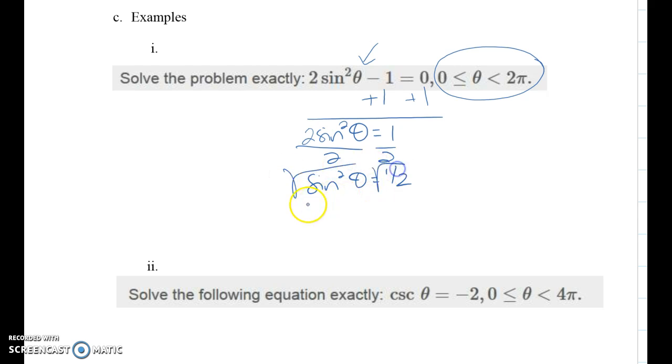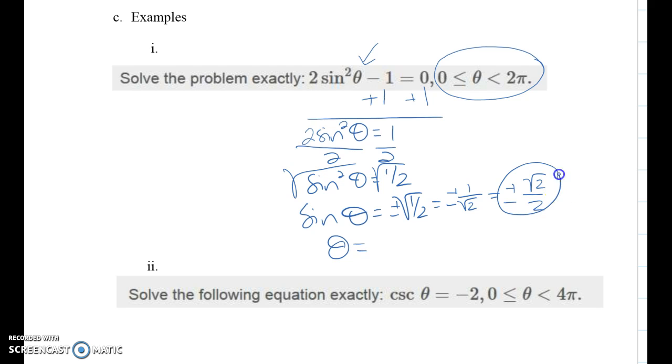I'm going to square root this to give me sine theta is equal to plus or minus the square root of 1/2, or plus or minus 1 over the square root of 2. Still not loving that, so let me rationalize that out. So I actually get plus or minus the square root of 2 over 2, which is very helpful because if I go back to my unit circle, even just on the previous page, I can see that this occurs. Where does sine theta give me positive and negative square root of 2 over 2? That happens at pi over 4, 3 pi over 4, 5 pi over 4, and 7 pi over 4.